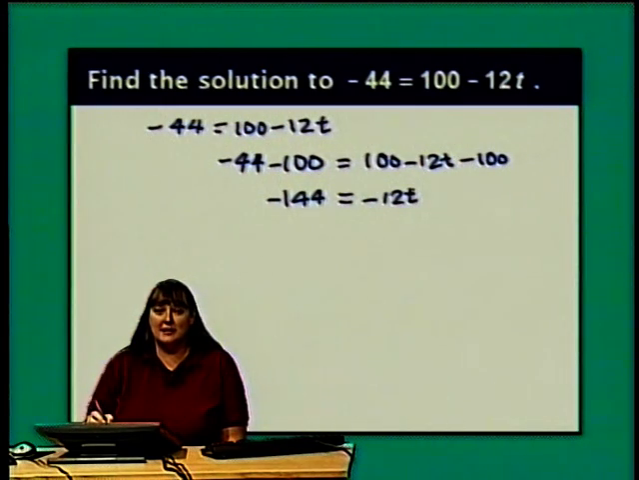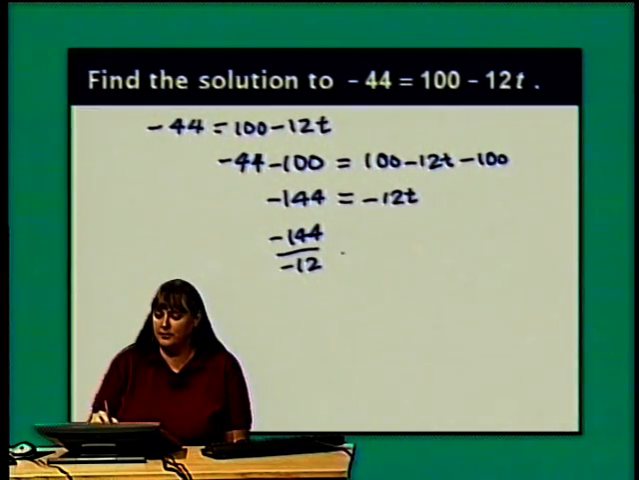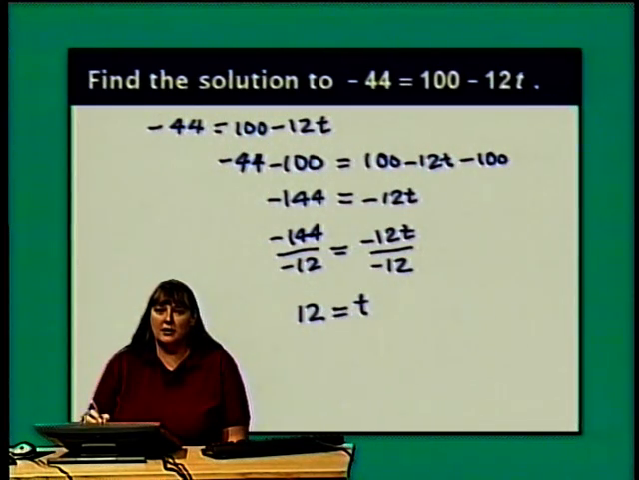Now to isolate t, I'm going to divide both sides of the equation by the coefficient of t, negative 12. Negative 144 divided by negative 12 is 12. Negative 12t divided by negative 12 is just 1t, which is t. So I end up with the equivalent equation 12 equals t. This is the same as t equals 12.